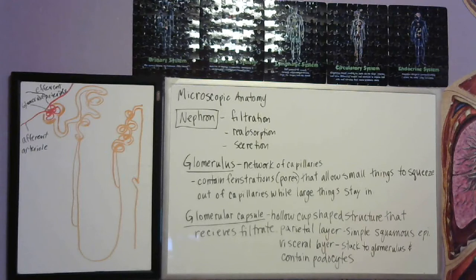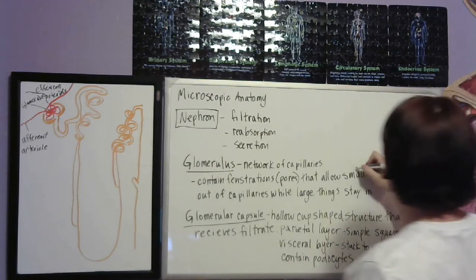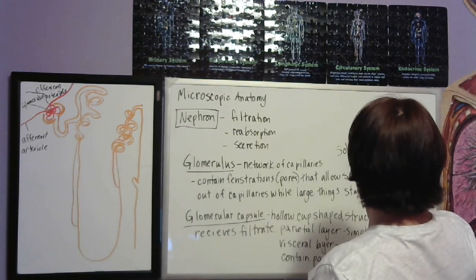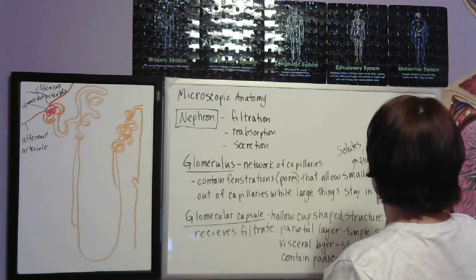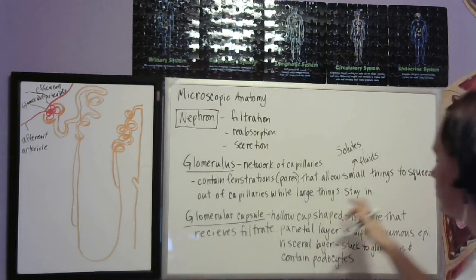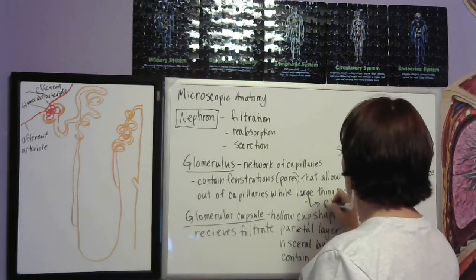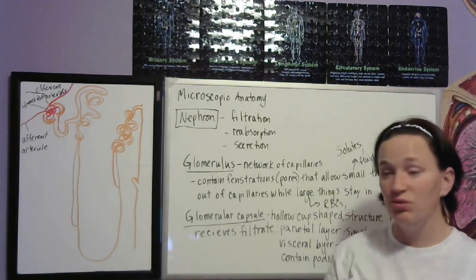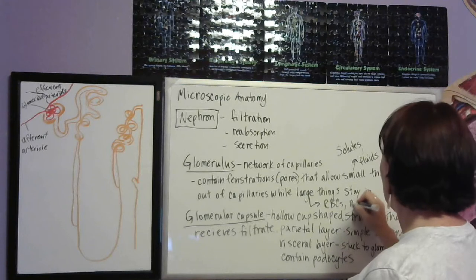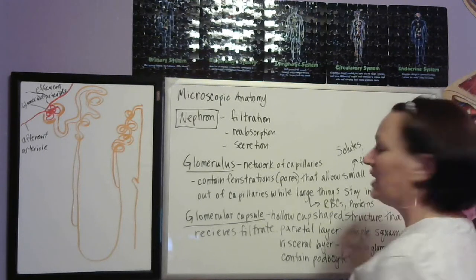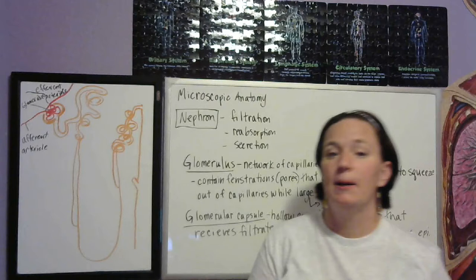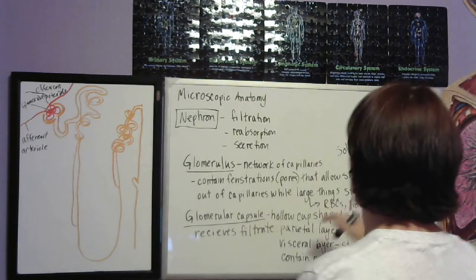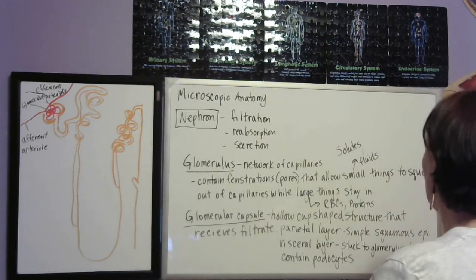What are small things that need to be filtered out into what will eventually become the urine? Solutes and fluids, whereas large things are going to stay in. Large things would be like our red blood cells. They're too large, the whole cell isn't going to fit through these little pores. And proteins, like albumin, the big protein that helps with osmolarity, is too big to go through. So everything else is going to go out through the filter.